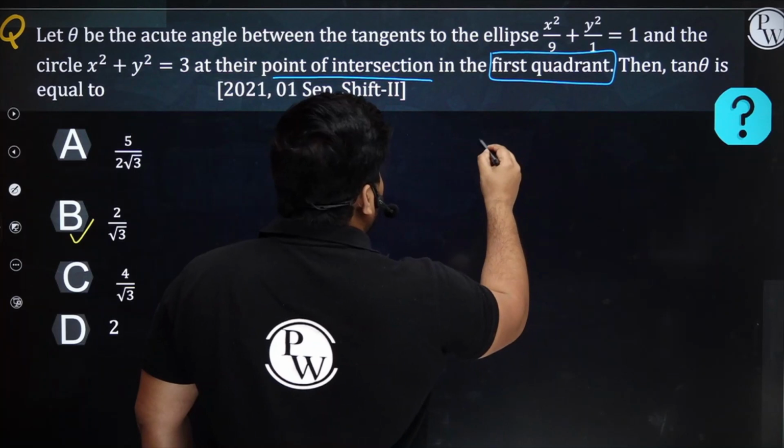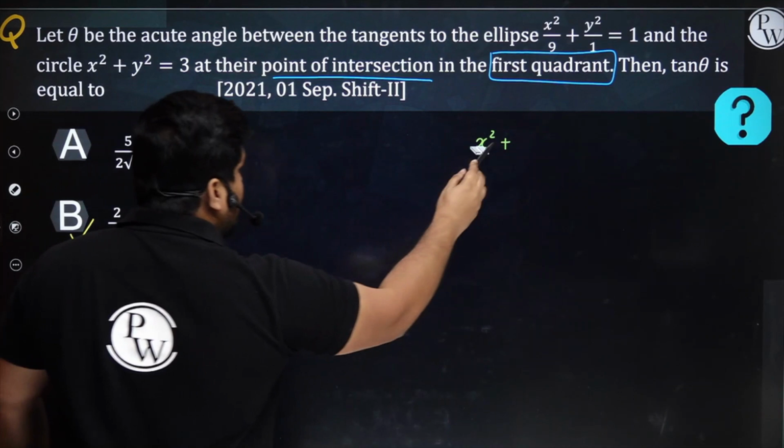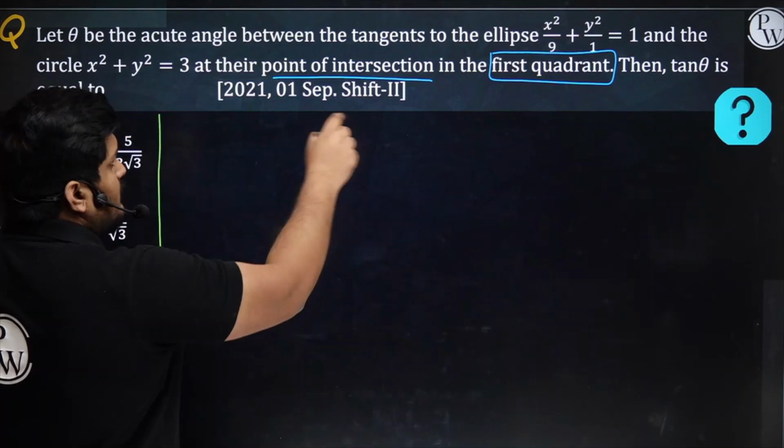Let me solve it here. I need space, guys, so I'll start solving from this space. You see, this is x square plus 9y square equal to 9.